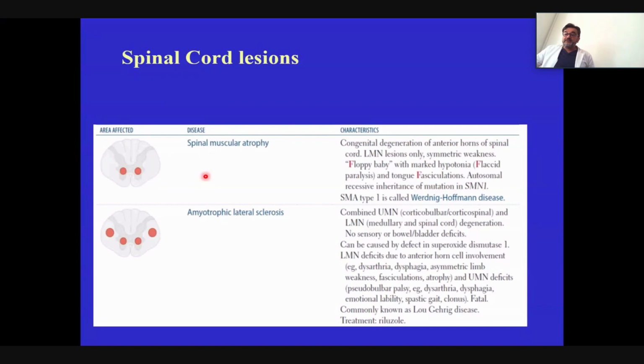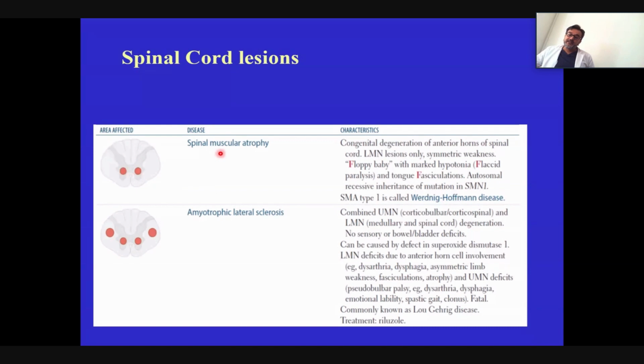And it usually is congenital, so you find it at birth. The patients are floppy babies with marked hypotonia, flaccid paralysis, and tongue fasciculation. There is an autosomal recessive inheritance of mutation in the SMN1 gene. This is also called Werdnig-Hoffmann disease.